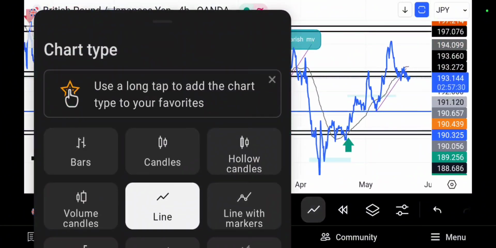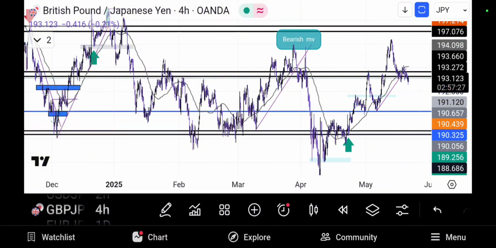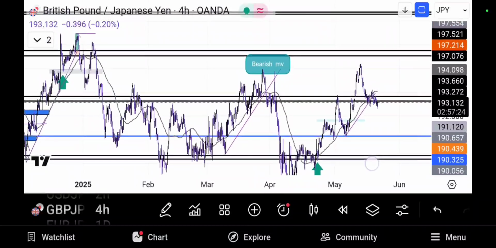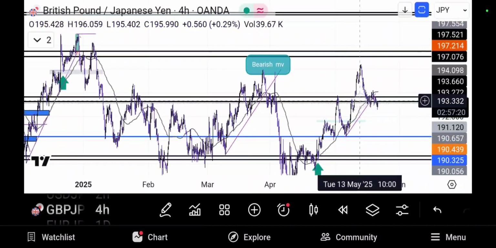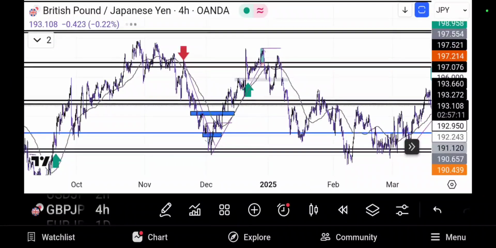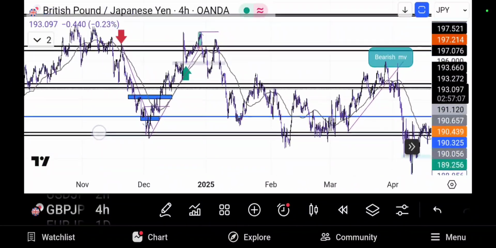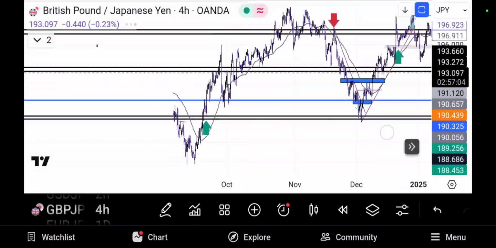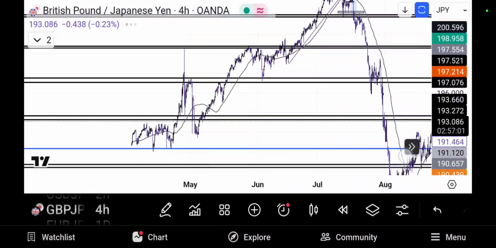So I have to change from the line chart to the candle chart. You can see the touches, right? This is where the price is now. You can see multiple touches from the past. This is how to mark your charts from the past.